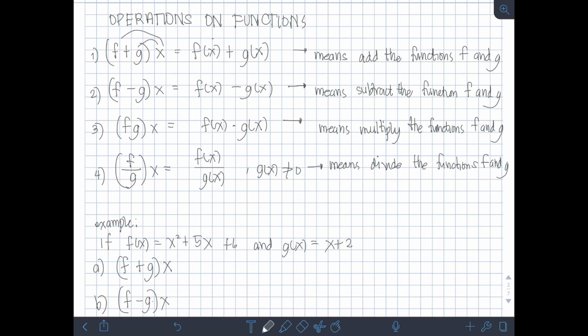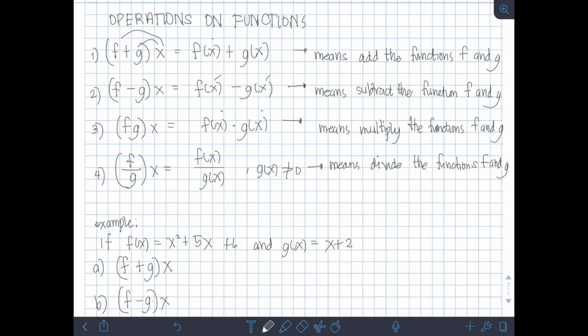Okay? Same as f minus g quantity x, equal yon sa f of x minus g of x. Tapos, f times g quantity x is equal to f of x times g of x. Then, lastly, division, f over g quantity x is the same as f of x over g of x, provided that g of x is not equal to 0. So, yun lang yung meaning nun.